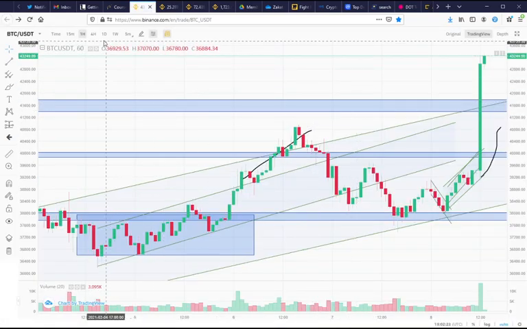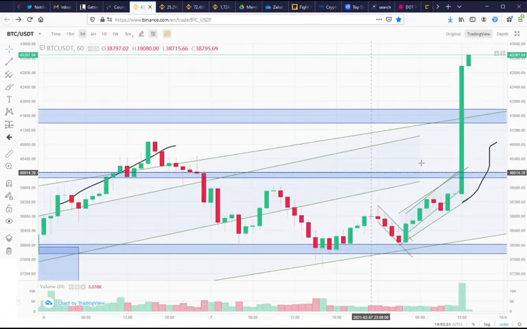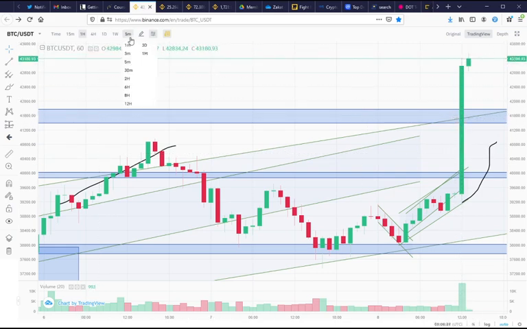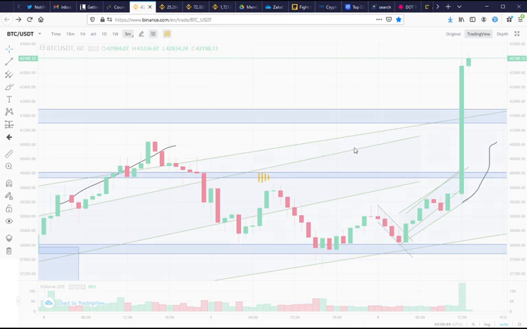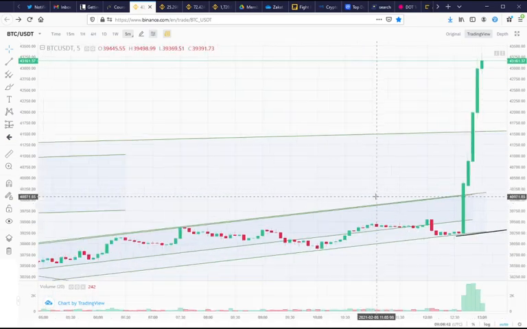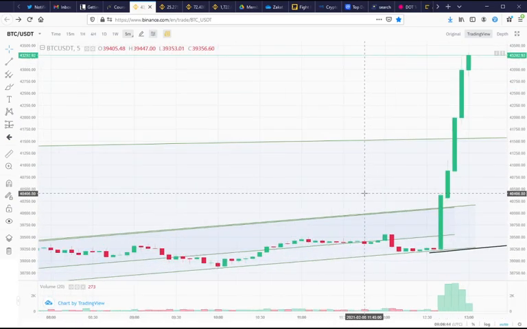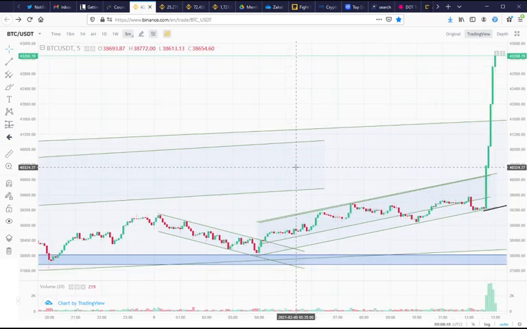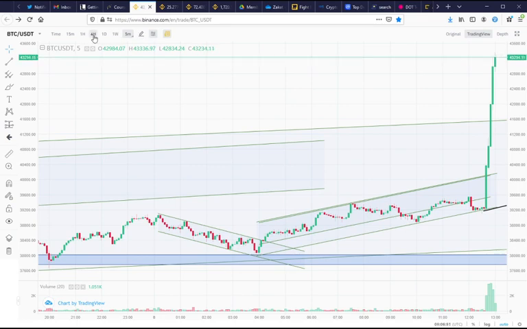Okay, so this is the one hour. Yeah, there was no retest, no. Well, let's look at the five minutes to see if there were any trading opportunities. No, nothing at all. No trading opportunities. Right, everything's just going up and up and up, which crypto can do. Especially Bitcoin can do it.